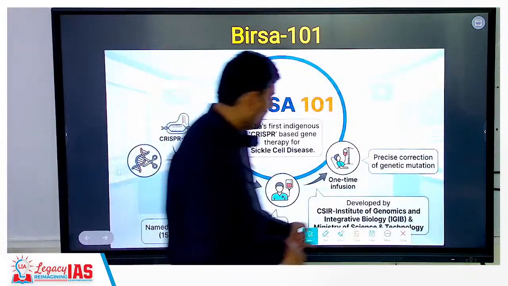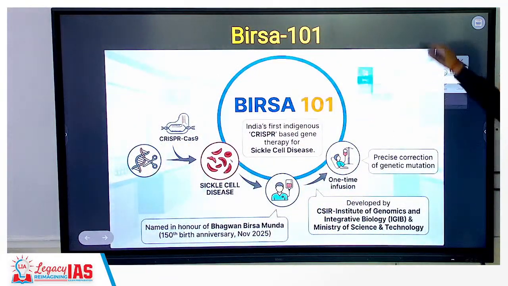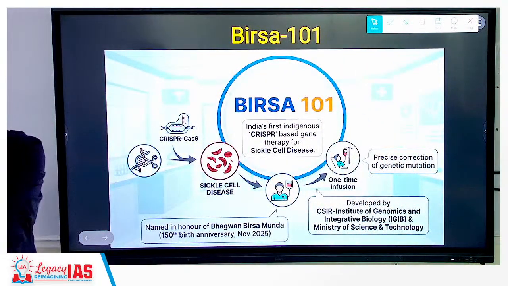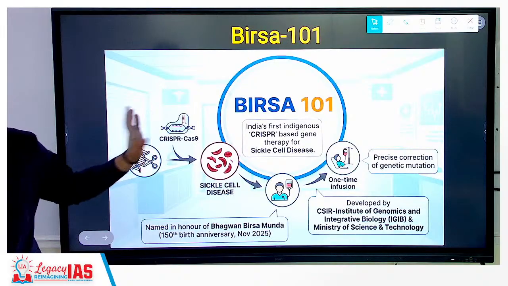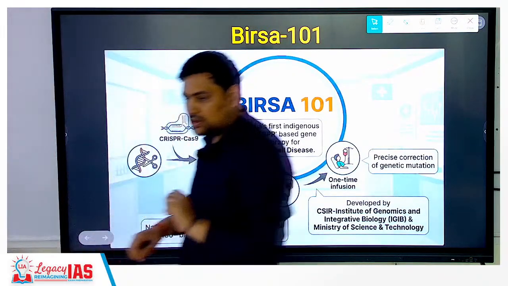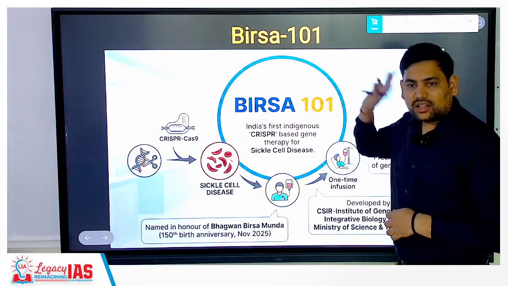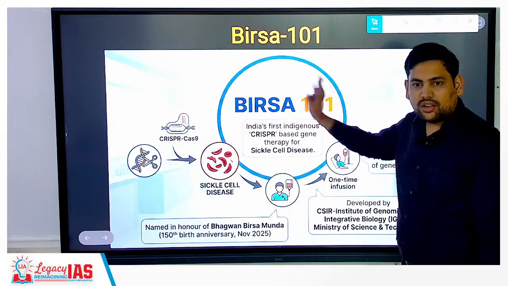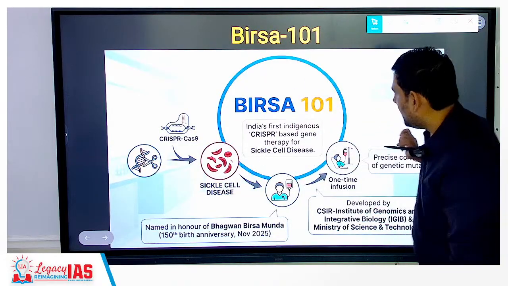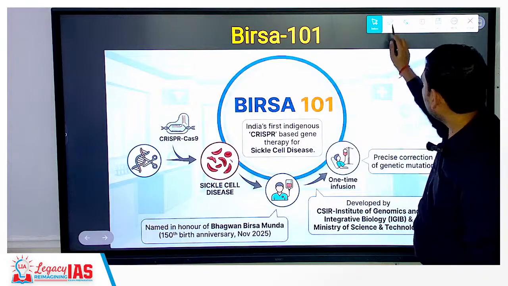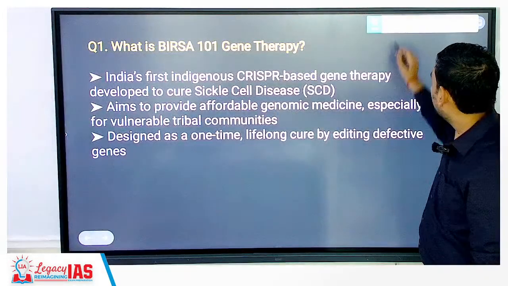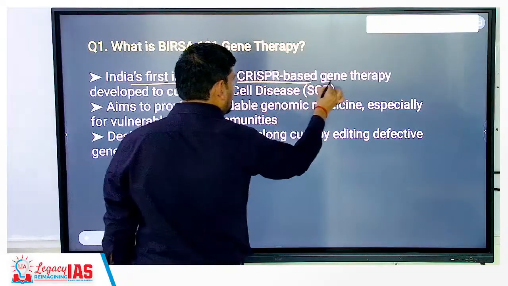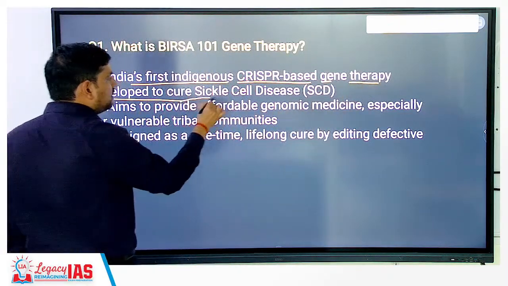Next is Birsa 101. So this is about sickle cell disease, we had understood, correct? Now this is the CRISPR-Cas9 also, we know. So this Birsa is actually a CRISPR-Cas9 based tool through which we are treating sickle cell disease. Now this is indigenously developed. So this is India's first indigenous CRISPR based gene therapy developed to cure sickle cell disease.